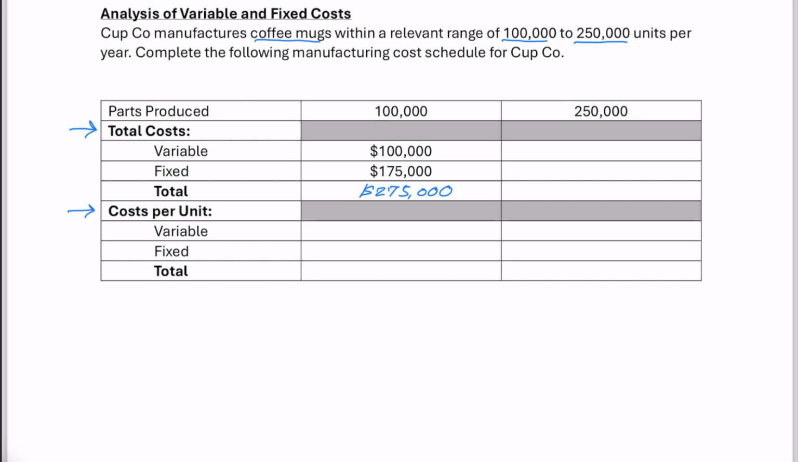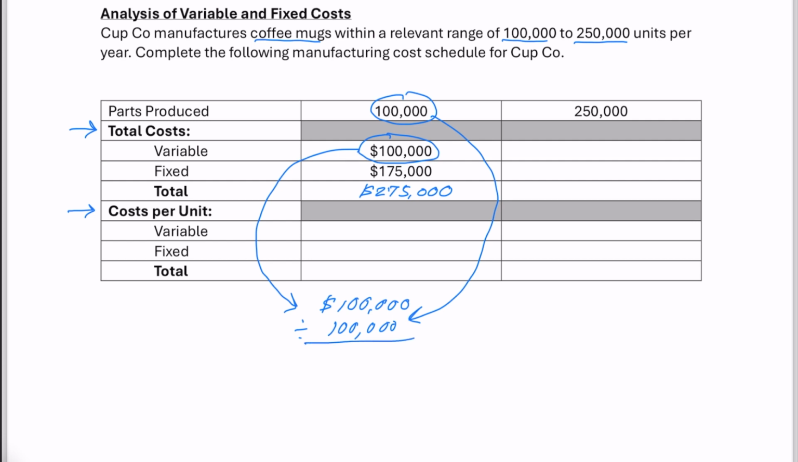I'm going to first figure out my variable cost. So I'm going to take my variable costs from above, my $100,000. We're going to bring that down here. So this was total variable costs of $100,000. I am then going to take that and divide it by the total units produced, in this case, 100,000 units. When I divide those, I end up getting a variable cost per unit of $1. So that is my variable cost per unit.